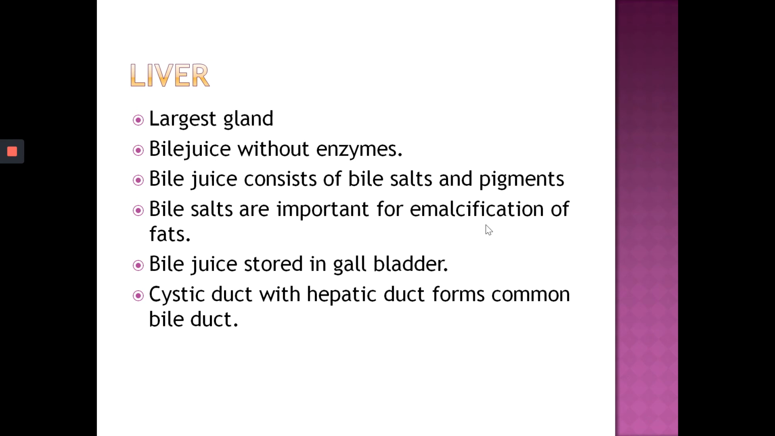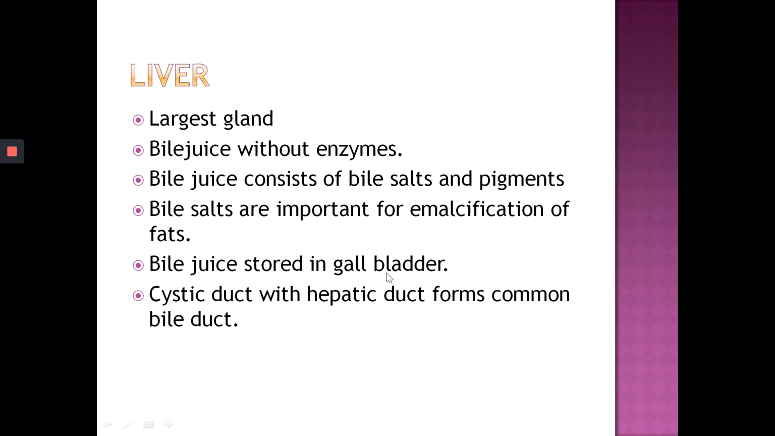So that is very important. So next, bile juice is secreted by the hepatic cells of the liver, and this juice is stored in a sac-like or bulb-like structure known as the gallbladder. In the gallbladder, bile juice is temporarily stored.